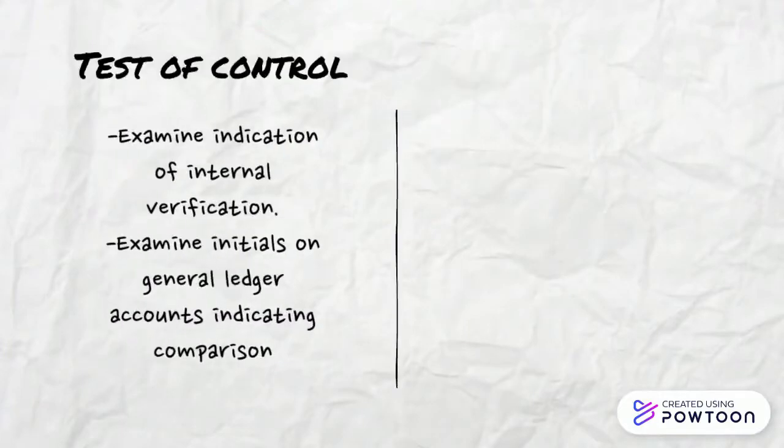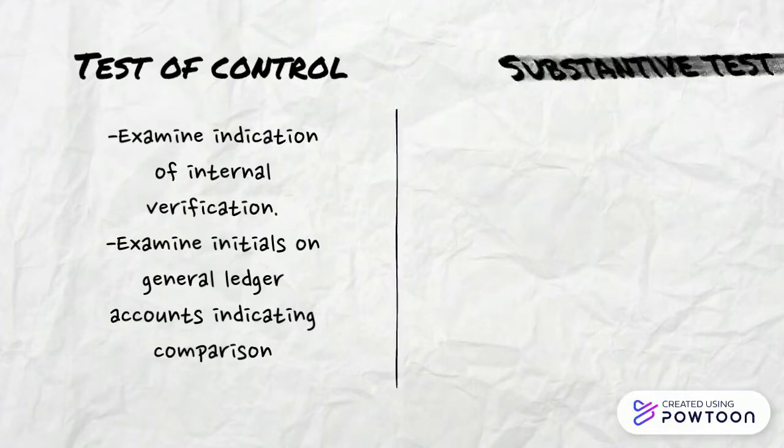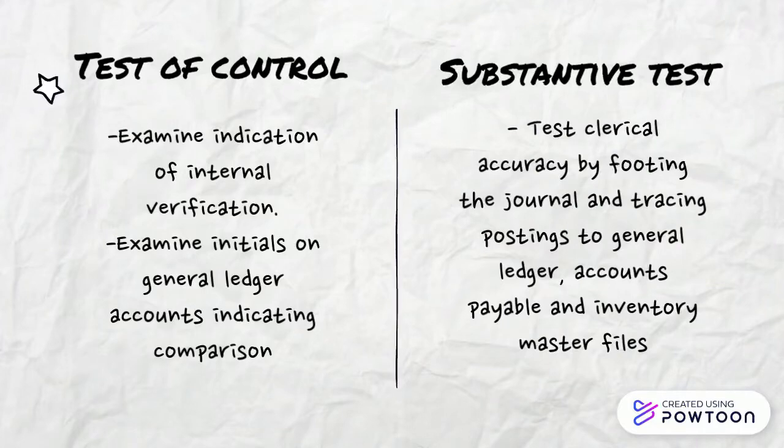So here is the further explanation about audit procedure. The first one is test of control. It is to examine indication of internal verification and to examine initial on general ledger account indicating comparison. Next is substantive test. It is to test clerical accuracy by putting the journal and tracing posting to general ledger, account payable, and inventory master file.